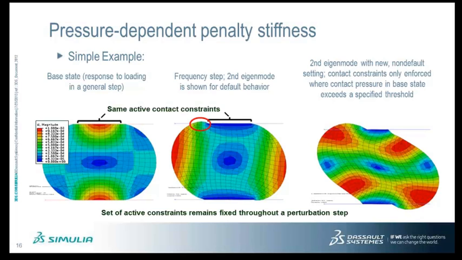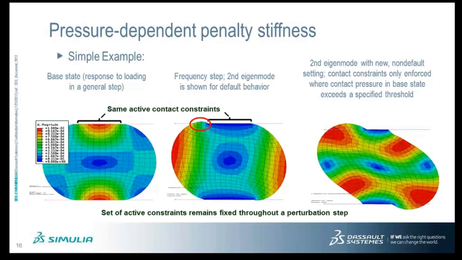And in previous versions of Abaqus, when you follow a general step by a perturbation step, any surfaces that were in contact were assumed to be tied together. So you can see that in the frequency analysis there, where the surfaces were in contact, the displacement between the surface and the body is fixed.